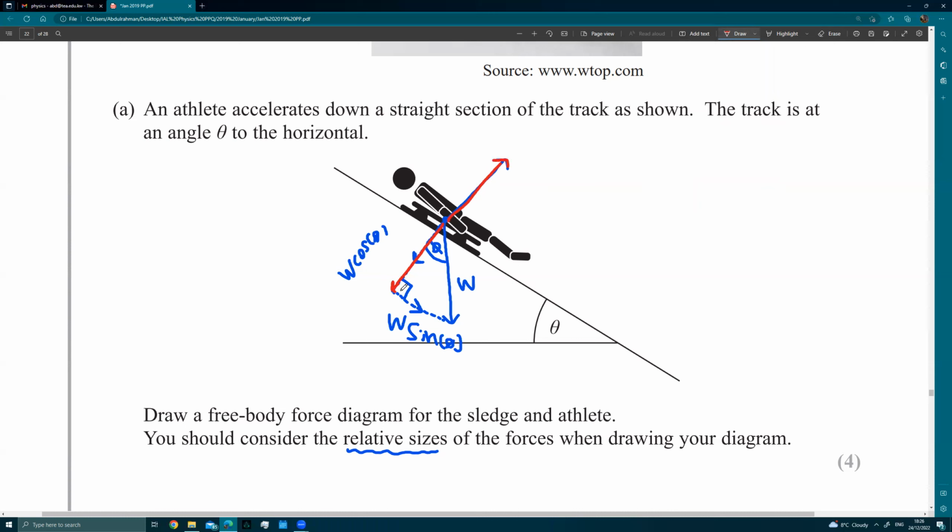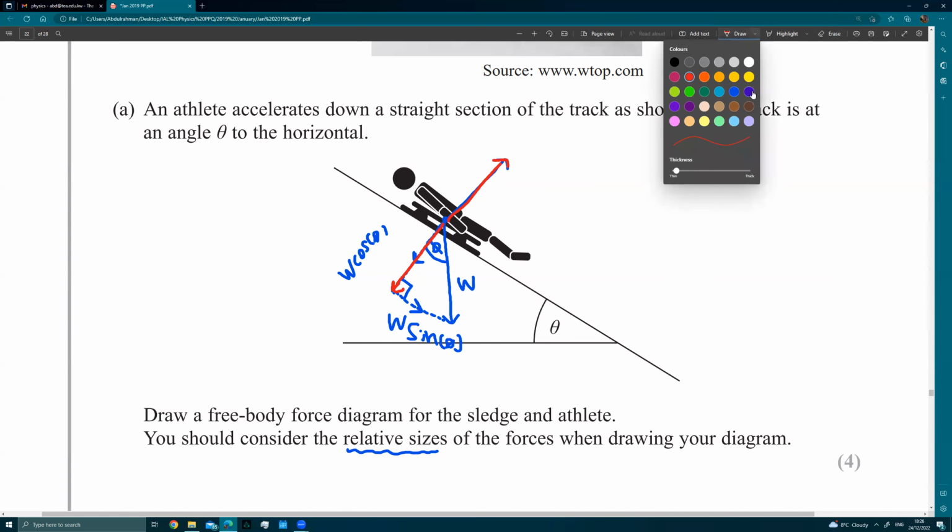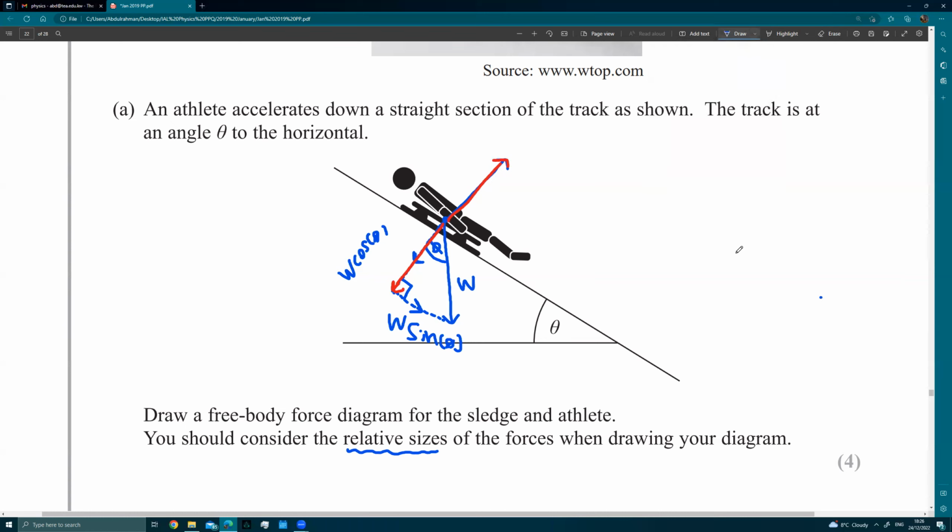Okay, I know he's accelerating across or down the slope. So he's moving, he's accelerating, meaning there has to be some sort of resultant force. There has to be a resultant force along the slope. Well, look at my forces. I have W sine theta. So actually there is a resultant force along the slope, and it's the horizontal component of the weight.